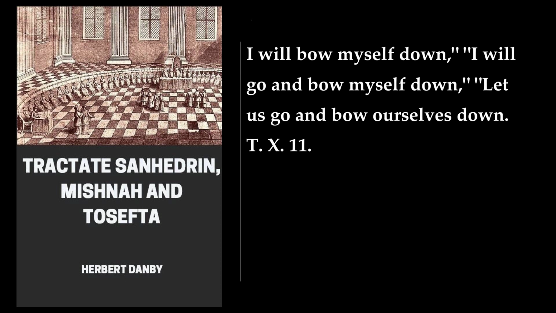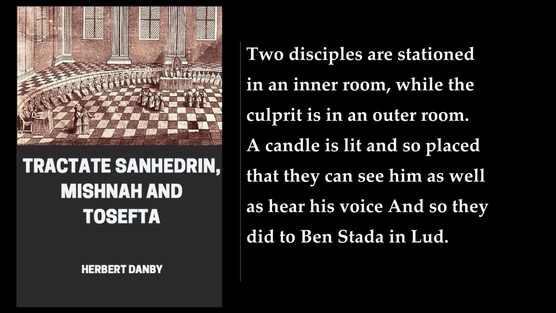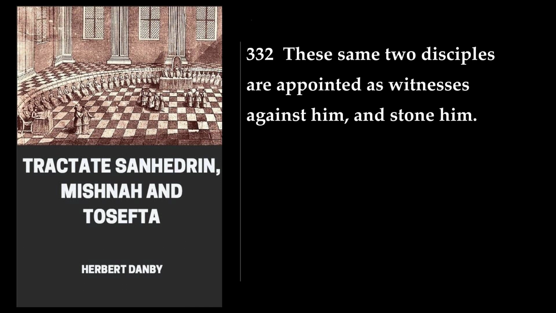11. In the case of anyone who is liable to death penalties enjoined in the law, it is not proper to lie in wait for him except he be a beguiler. How do they lie in wait? Two disciples are stationed in an inner room, while the culprit is in an outer room. A candle is lit and so placed that they can see him as well as hear his voice, and so they did to Ben Stada in Lud. 332. These same two disciples are appointed as witnesses against him, and stone him.